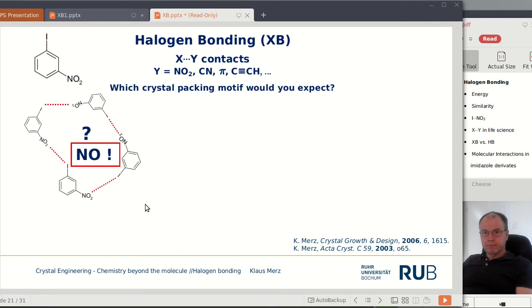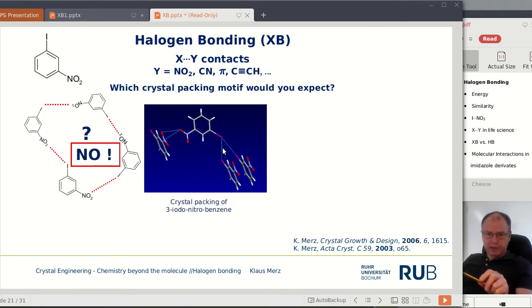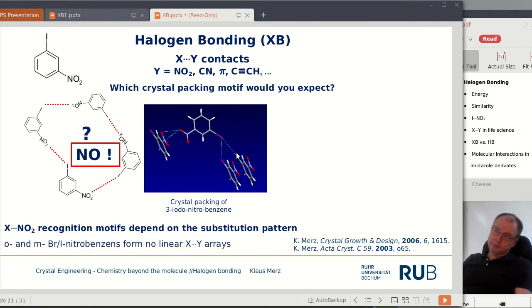No. If you look at the crystal structure, you will see there's no ring structure, first point. And there's no iodine nitro interaction. This is the crystal packing of 3-iodo-nitrobenzene. You see interaction of a nitro group with a neighboring nitro group. You see interaction of iodine atoms. A nice example to illustrate the case of X epsilon contacts, of halogen bonding.